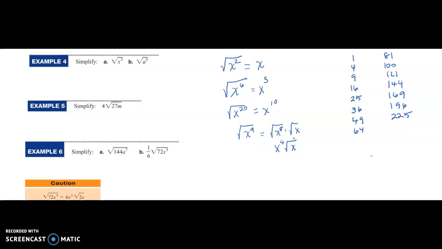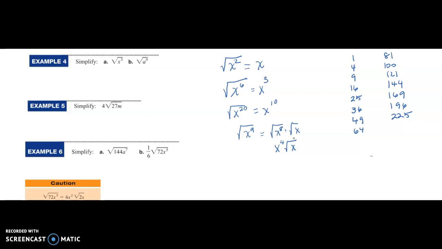And this is what we call simplifying radicals when we're dealing with variables. So essentially, if it's an even number for the exponent, then you just halve it. If it's an odd number, you take one out, subtract one from the exponent, and then halve that number.